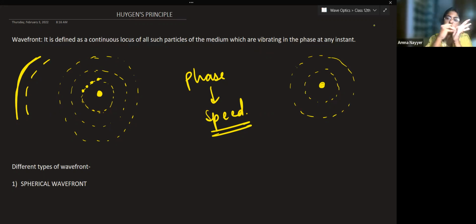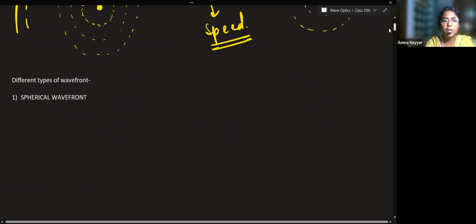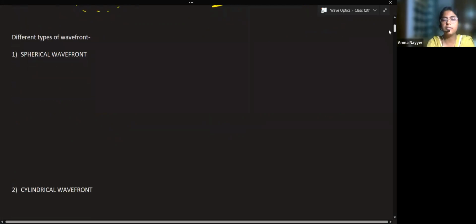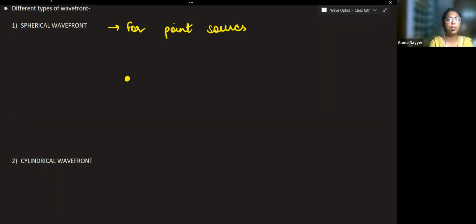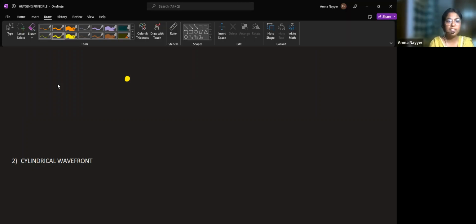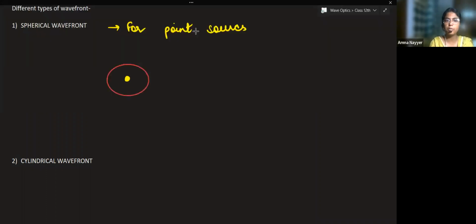Now, whatever will be the source for this vibration, depending upon that you'll have a different type of wavefront. For example, if I talk about spherical wavefronts, what are spherical wavefronts? There is a source which is a point source. So spherical wavefront is valid for point sources. If I have a point source, what will happen? The wavefronts that will be developed will be exactly the same as the example that I gave you. That water.